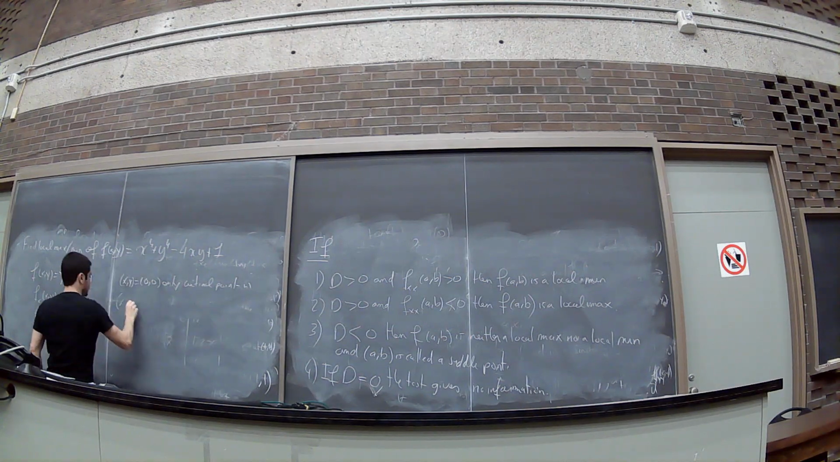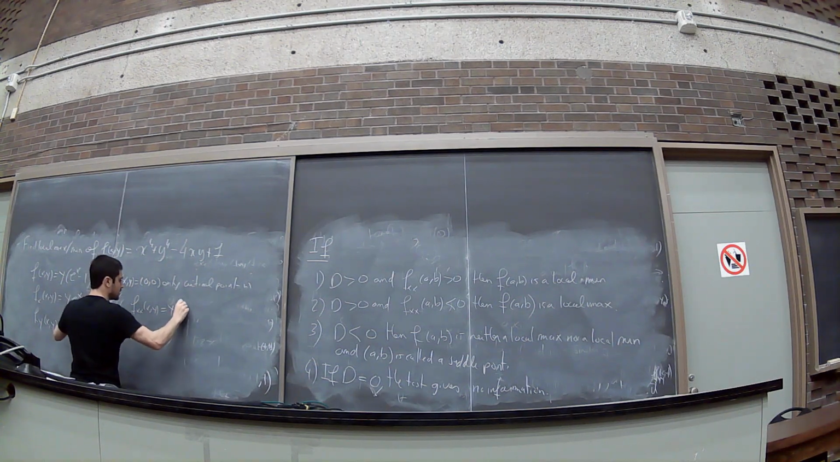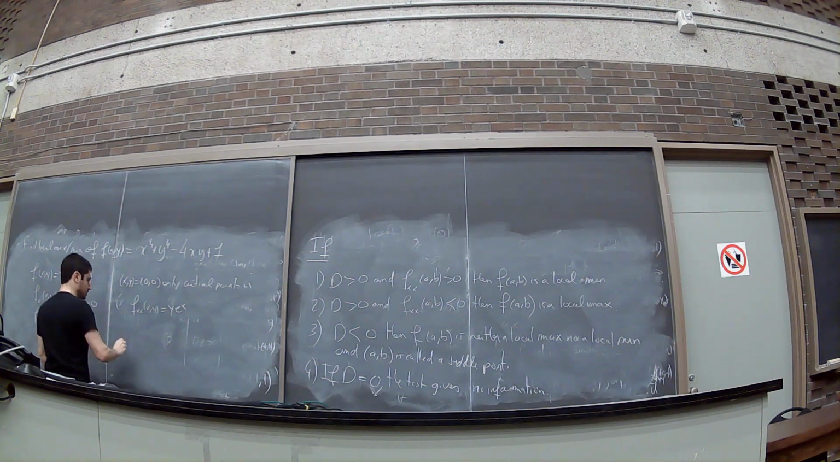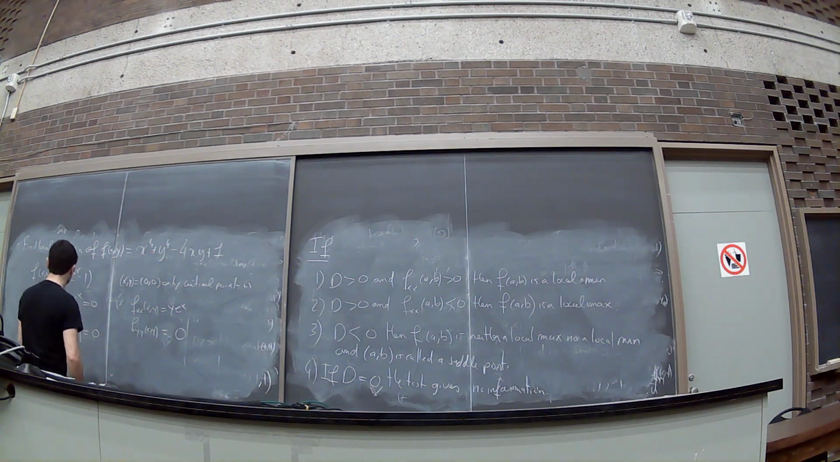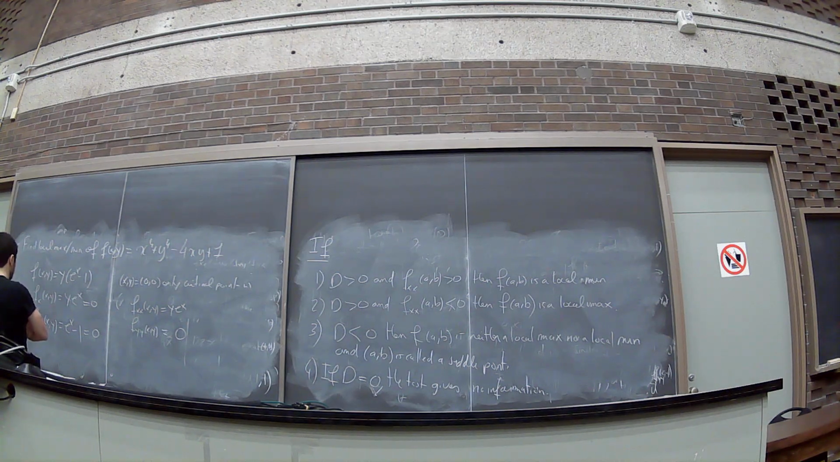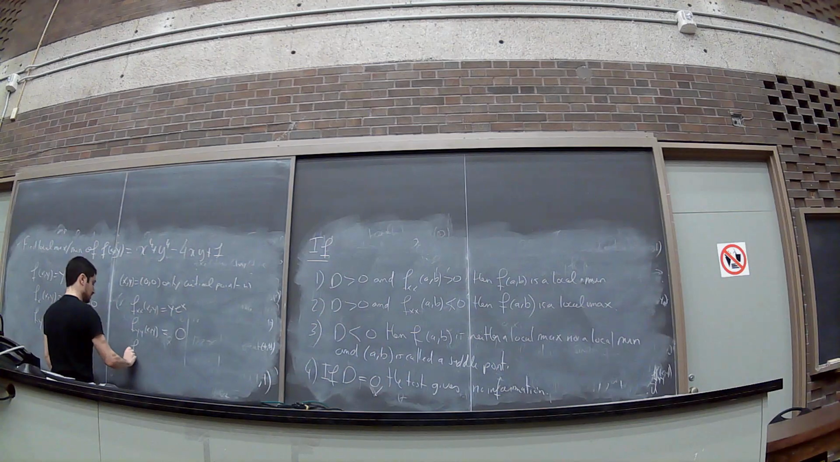The only critical point. Let's look at my second derivative. What is fxx? You differentiate with respect to x, you get still y e^x. Differentiate with respect to y twice, what do you get? 0, right? Differentiate with respect to y and x is e^x.